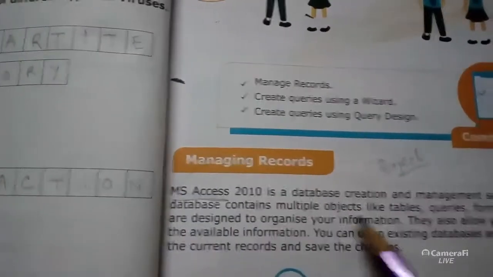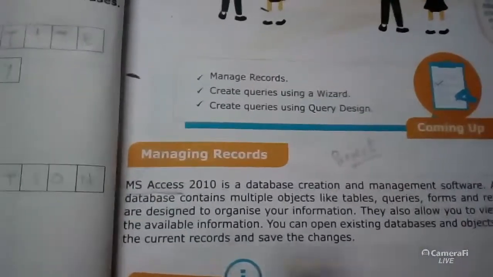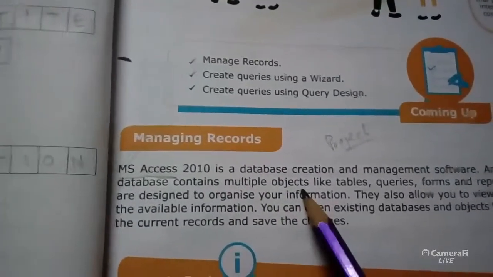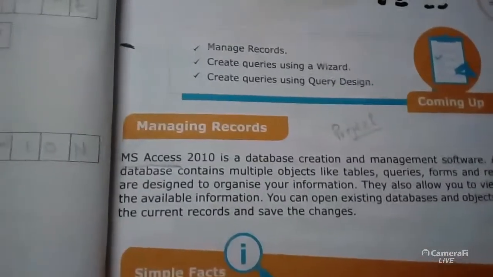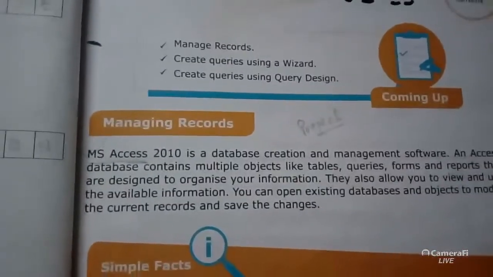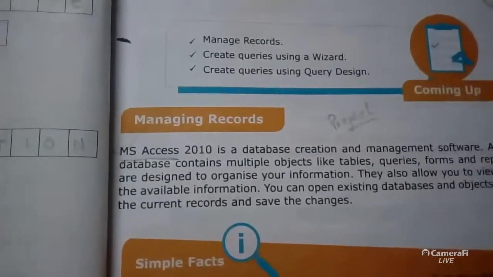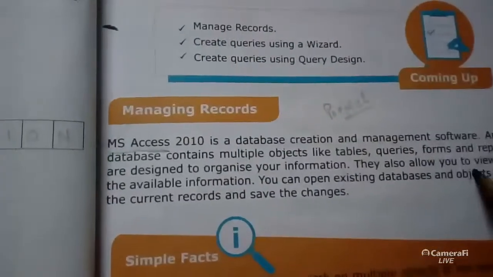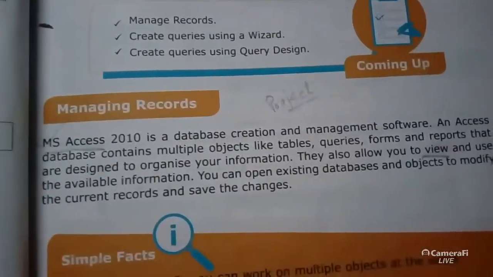MS Access is database creation and management software. That means we can create a database and we can also manage it. An Access database contains multiple objects like tables, queries, forms, and reports. That means we can create a table, then we can create forms and reports in the form of a database. They also allow you to view and use the available information. That means you can view it, see it, and use the database.